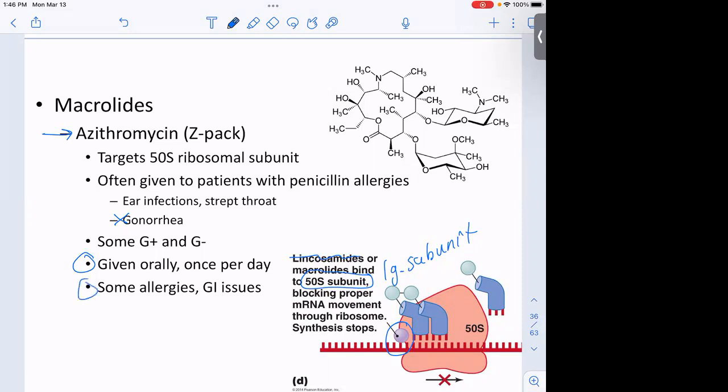Some allergies, not as many allergies as what we see to penicillin. Some GI issues. The drug that we used before azithromycin was called erythromycin. I used to have to take that when I was a kid, and what kind of GI issues, it made you feel like you couldn't eat, like your stomach cramped up and nothing sounded good. So azithromycin is a little bit better than erythromycin in that respect, but sometimes there are some issues there.